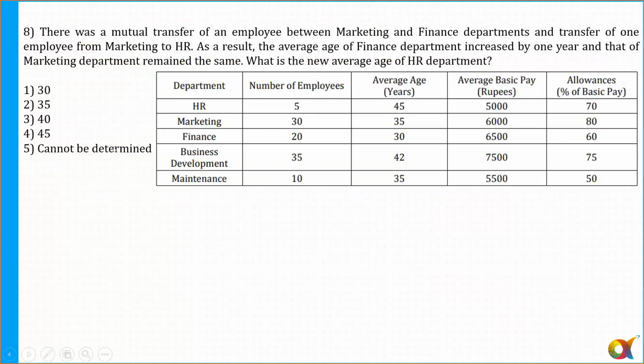Now, let's start with question number 8. We have done till 7. The answer for question number 8 is option number 3.